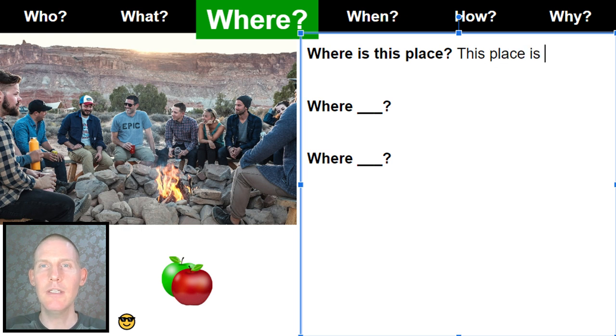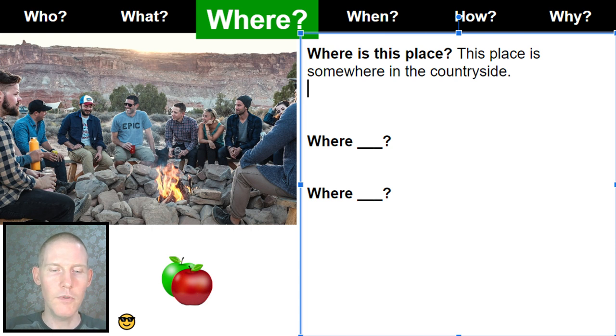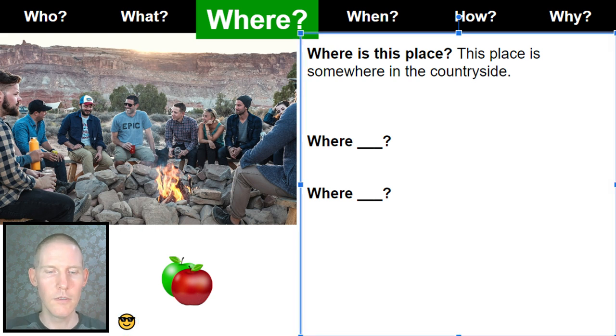This place is somewhere in the countryside, right? So if we wanted to do the short answer, let's put it in here. All right, we could say something like just in the country, right? And country doesn't mean like France, Germany, Zimbabwe, Australia. No, it's just a short version to say countryside.